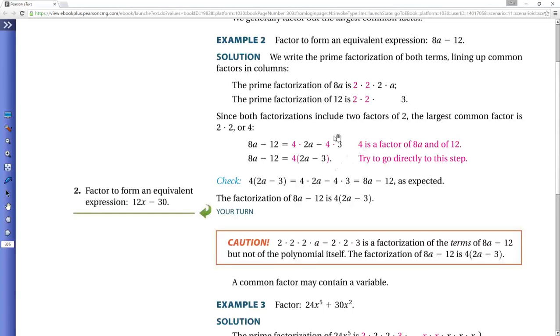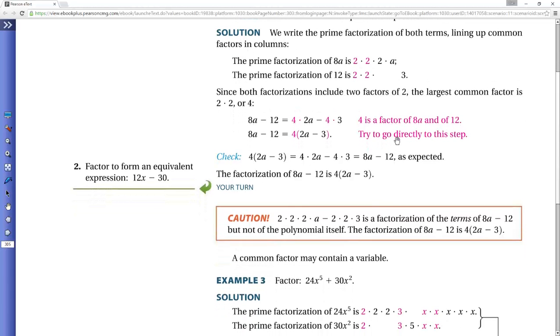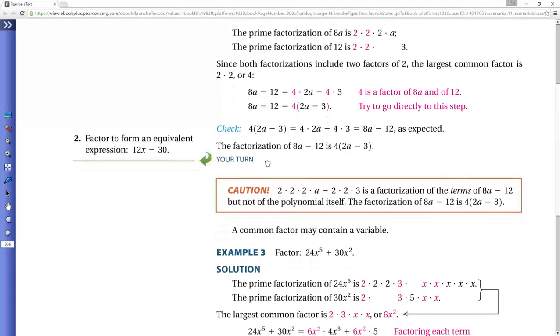Now most of the time you're not going to write this all out. You're probably going to do prime factorization in your head, see I have a 4 common, then put the 4 out in front of the parentheses and write the rest of your polynomial inside. Now I check. It's definitely easier to multiply than it is to do this factoring in a sense. So I check what I ended up with, multiply it back out and see if I get the original. Okay.